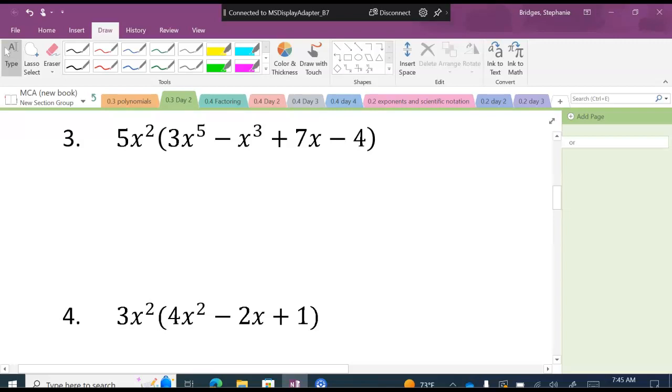And then the same thing with number 4. Distribute that 3x squared to the 4x squared minus 2x plus 1. If there are any like terms to combine, combine them. And then just make sure you write your answer, your final one, in standard form. Highest degree term first.